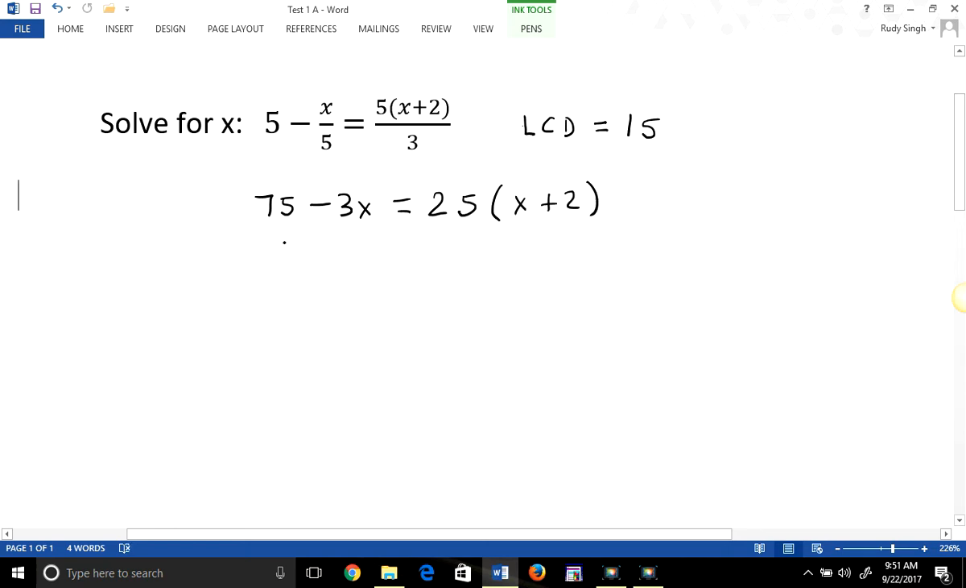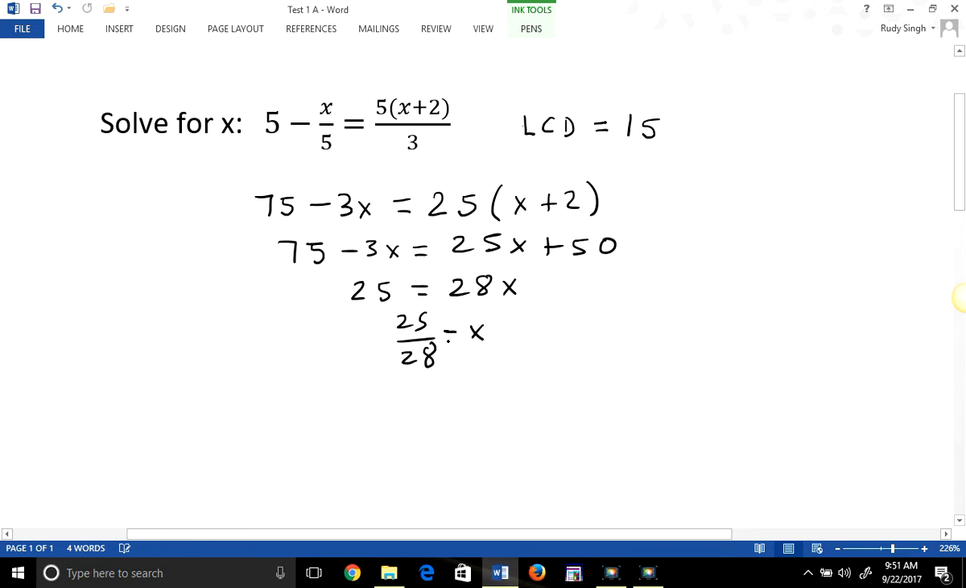And then you rearrange some terms, you get 75. And you'll have minus 3x, you distribute the 25, you get a 25x, and then plus a 50, and then move around some things here, so you have 75 minus 50 is 25, equals 25, you add a 3 is 28x, so therefore x is 25 over 28. And that's your solution.